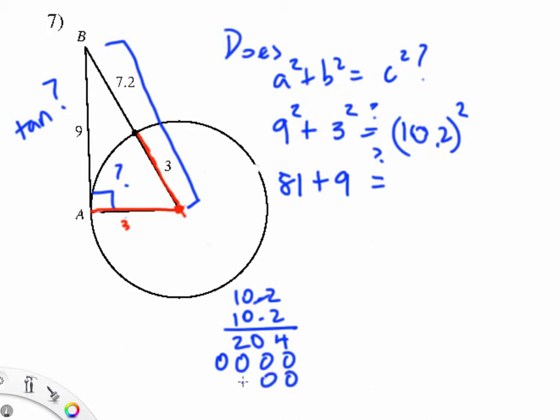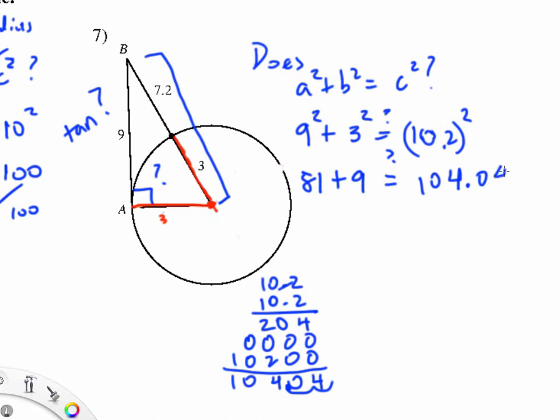1 times 2 is 2. 1 times 0 is 0. 1 times 1 is 1. So 4, 0, 2 plus 2 is 4, 0, 1. And we move the decimal 2 places, 1, 2. So right there. So we get 104.04. So we can see clearly that these guys are not equal.